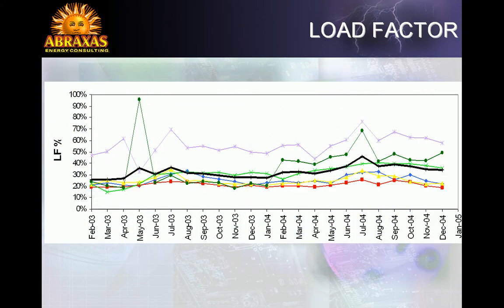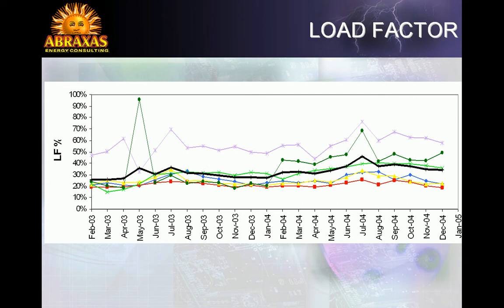Once you have calculated load factors, you can start to harvest useful information. This figure presents real data from a school district. Notice that the May 2003 bill for the school represented by the dark green line is approximately 100%. This is obviously a metering or data entry error. The thick black line in the figure represents the average load factor.